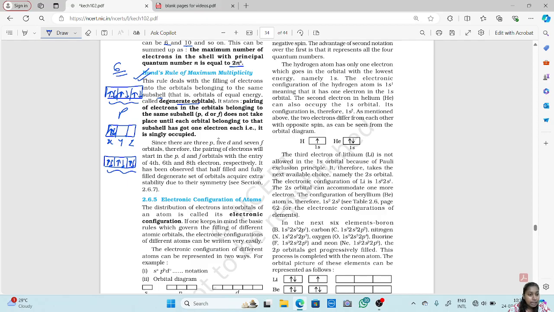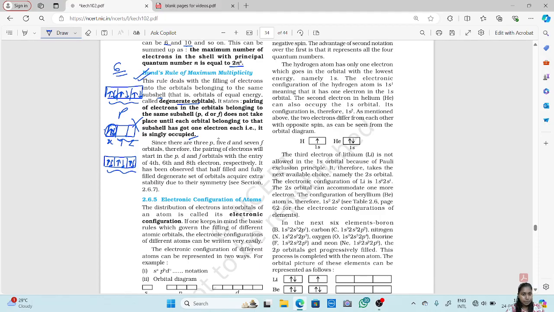Directly, pairing of electrons doesn't occur with the two empty orbitals. This is what Hund's rule says, that this type of filling doesn't occur. Orbitals are paired only when all the three orbitals are initially filled with one electron each, and then the remaining electrons are paired. So Hund's rule says that the pairing of electrons in the orbitals belonging to the same subshell does not take place until each orbital belonging to that subshell has got one electron each, that is, it is singly occupied.